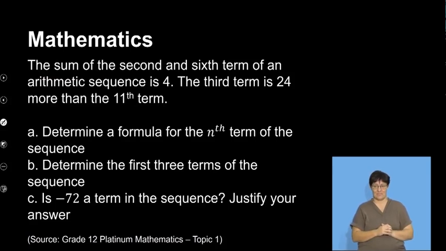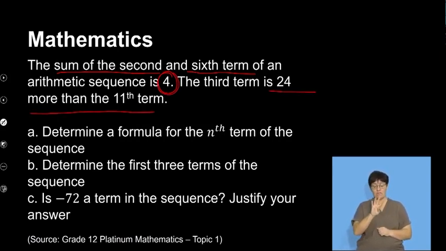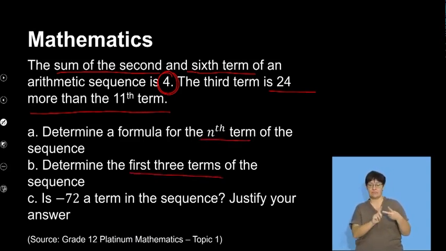So, we are now told that the sum of the second and the 6th term of an arithmetic sequence is 4. The third term is 24 more than the 11th term. So this is kind of similar to an example we've done in the past where we are given certain pieces of information about a sequence, but we still don't know what the actual nth term of the sequence is. So for this question, we're going to determine what the nth term is. We're going to determine the first 3 terms of the sequence, and we are going to check if negative 72 is a term in the sequence.